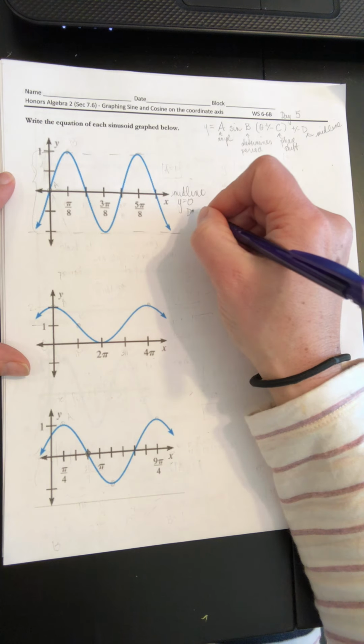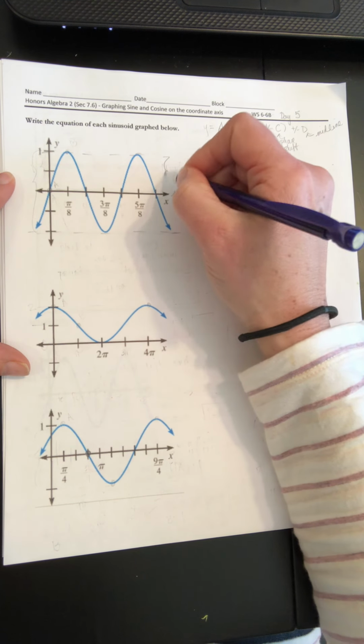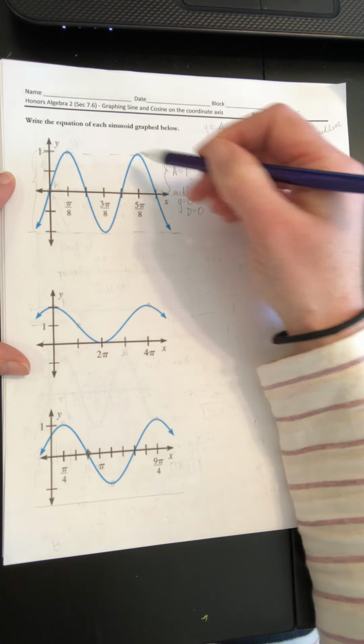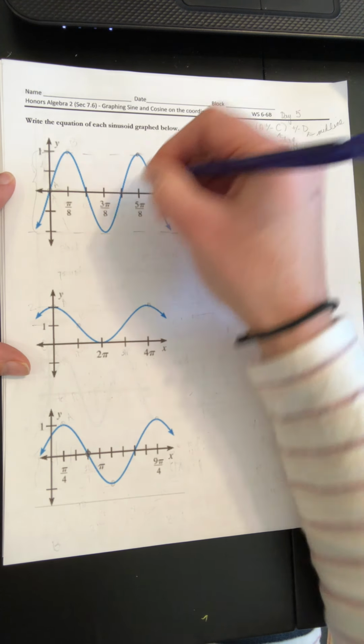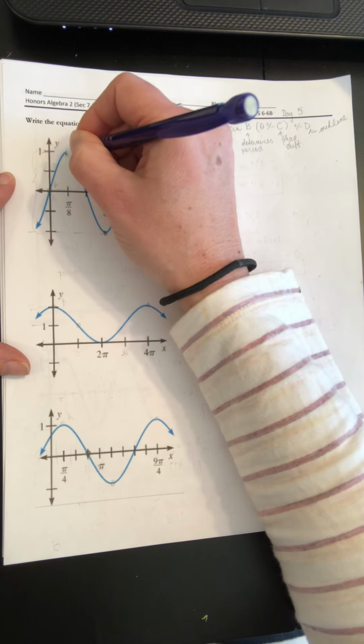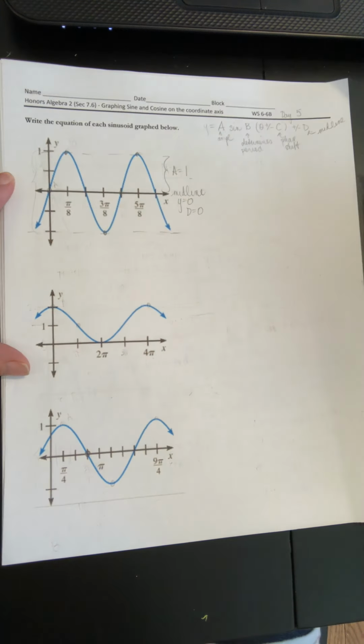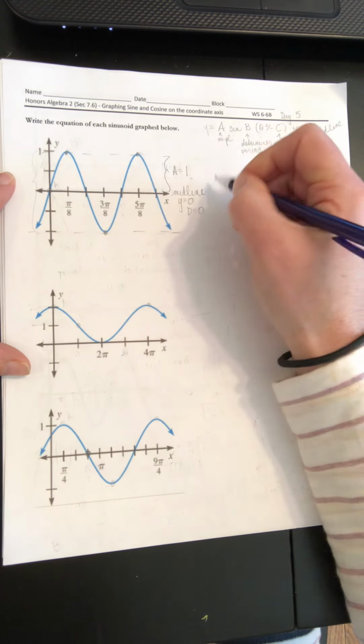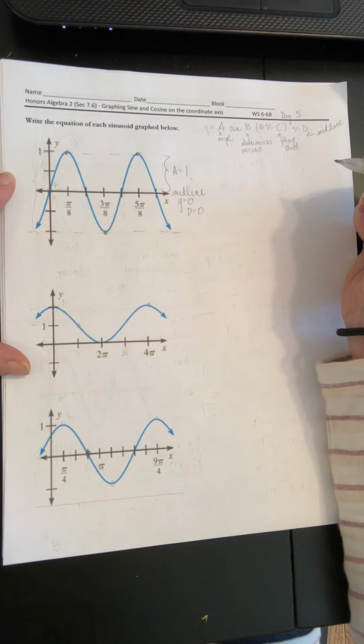So that means D is 0, and our amplitude is just 1, because that's the distance from our midline to our maximum, or our midline to our minimum. You're going to want to think about minimums and maximums here, and hitting the midline as well, because that's usually how we graph. So we have A and D.